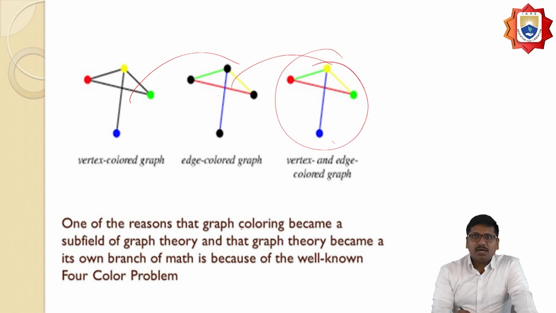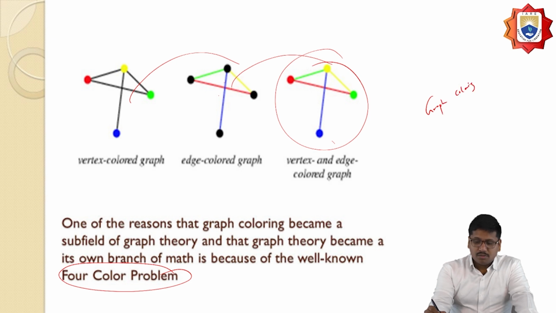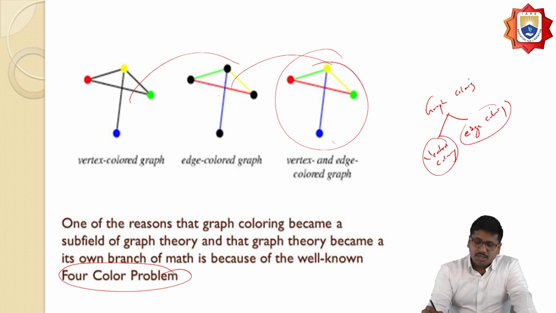So graph coloring is a subfield of graph theory, a branch of mathematics, which is also known as the four color problem. Graph coloring is of two types, vertex coloring and edge coloring. When vertex coloring and edge coloring are combined, I call it vertex and edge coloring.